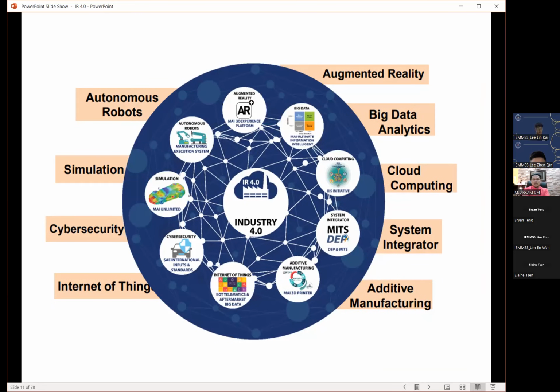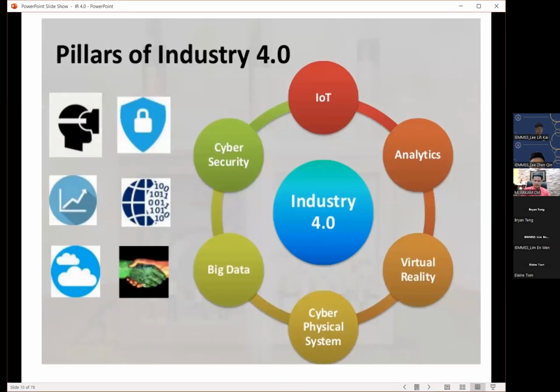And another set of pillars that we are going to go through in quite some detail today. When we talk about the industrial revolution, we talk about AR, augmented reality, big data analytics, cloud computing, the integrator, additive manufacturing. Additive manufacturing is a new term as well. IoT, cybersecurity, simulation, and robots. So about 9 pillars. Previously we had about 6 or 7. So this one is 9.